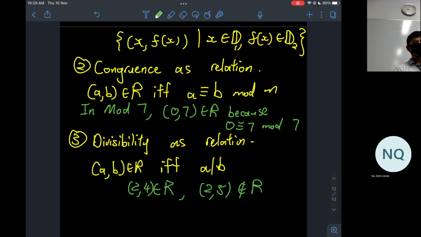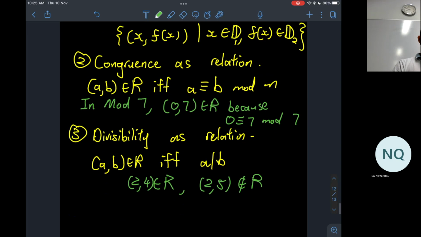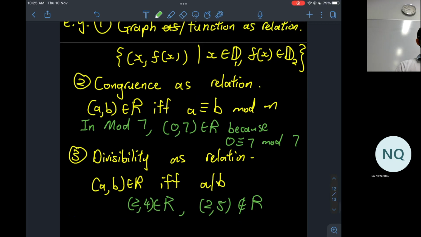Any others confused? You should keep at least these 3 examples in mind.